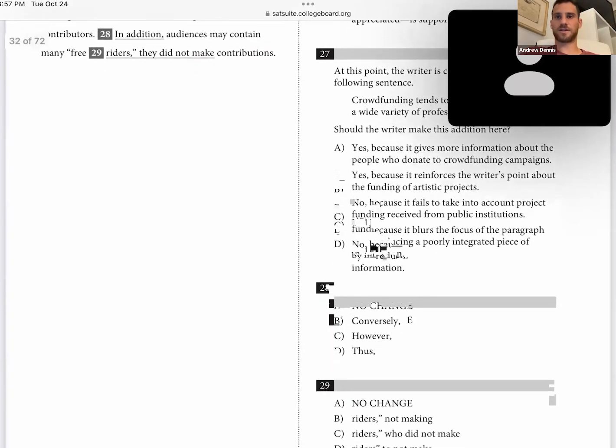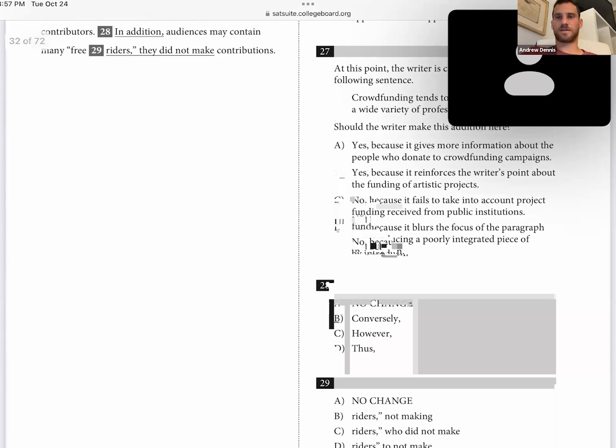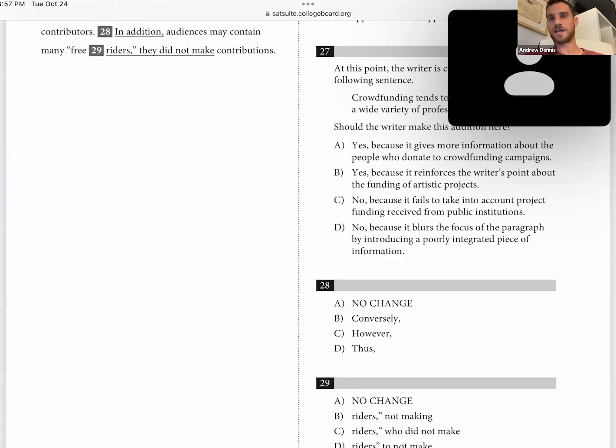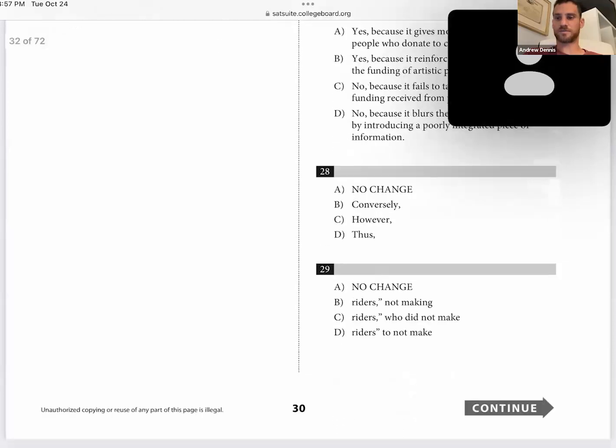Free riders, right? D. That's a noun. Is it C? Yes, C, because we have to identify them. Free riders, comma, who did not make the contributions. Who did not make the contributions? The free riders. We have to connect the who to the free riders. Free riders not making, free riders to not make, free riders they did not make. None of them make sense. Free riders, comma, who did not make contributions. Excellent.